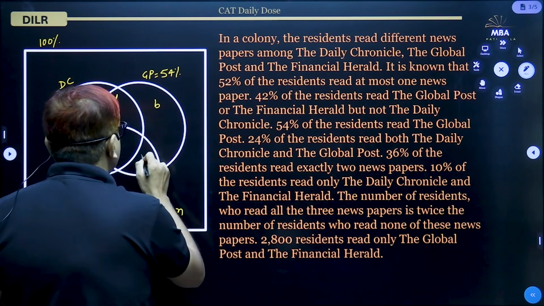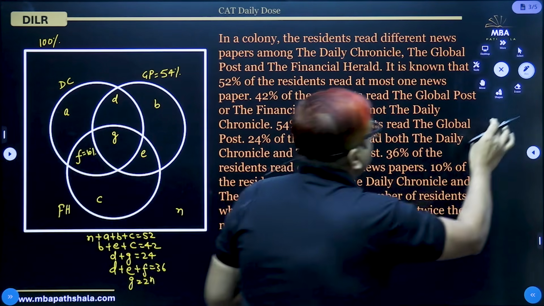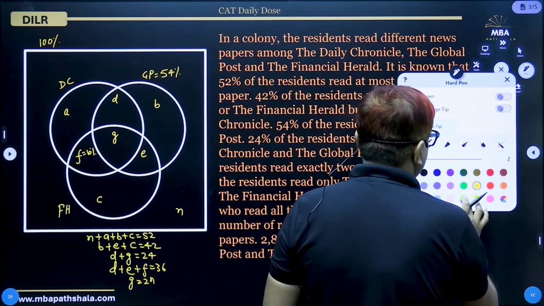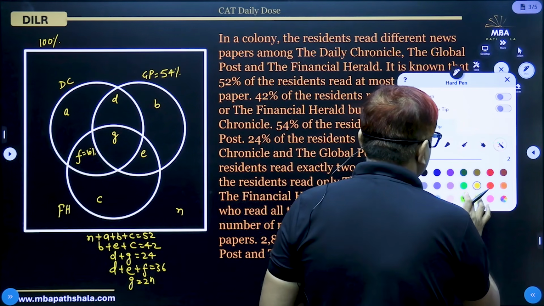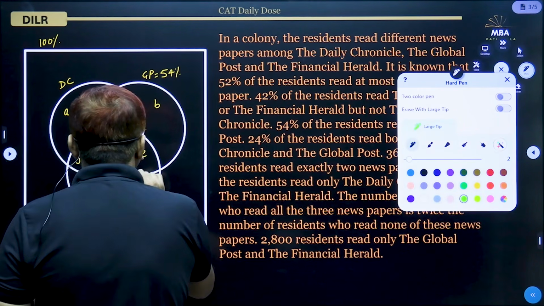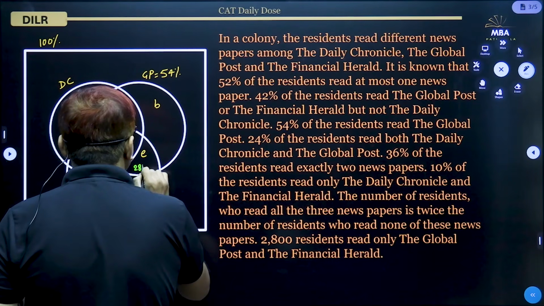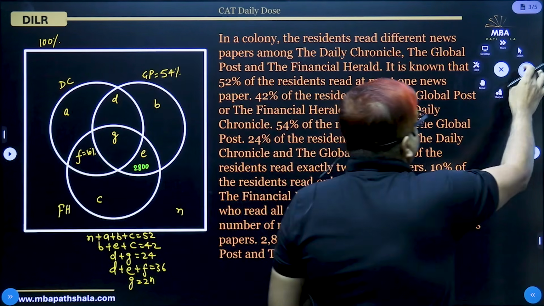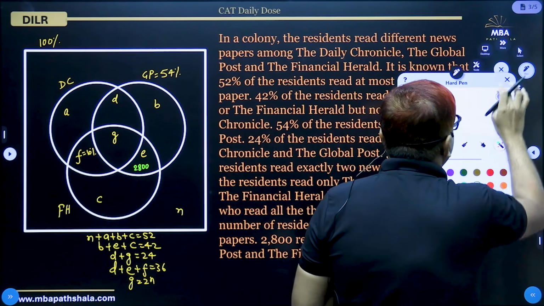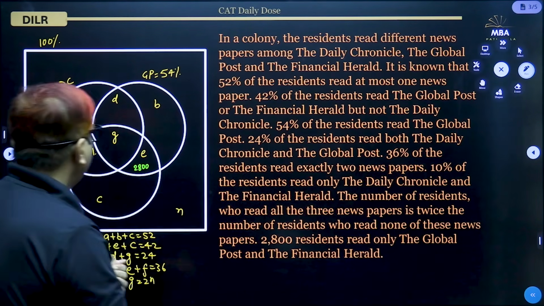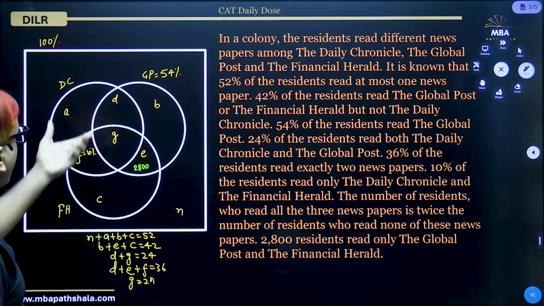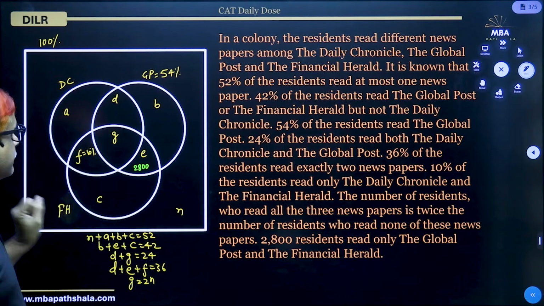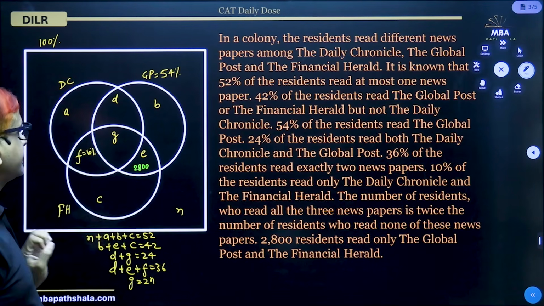So here it is E, and exact value we are going to use some other color. So this is given as 2800, exact value. Okay, so first we will calculate all the remaining values in terms of percentage. So how many variables we have got? We have got 8 variables because there are 8 regions in a Venn diagram of 3 sets.